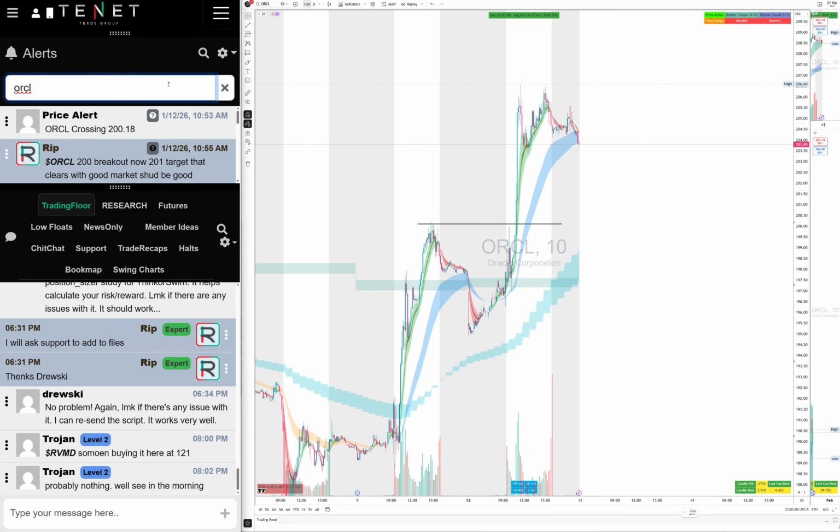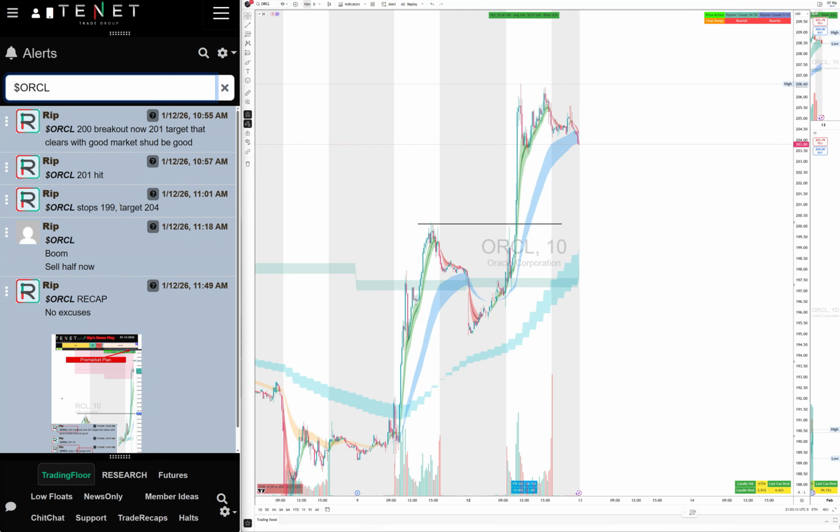So as soon as Oracle broke out, I gave the target of 204. I gave the stops at 199. So risking $1, we actually made $6, right? So you see how you trade that, how we analyze it. Why was I liking this trade?